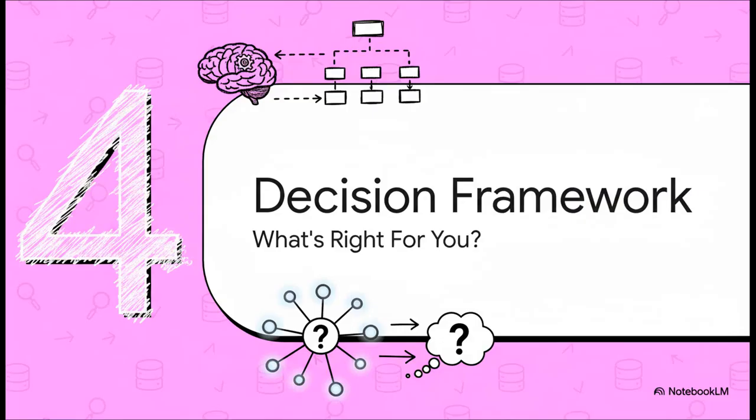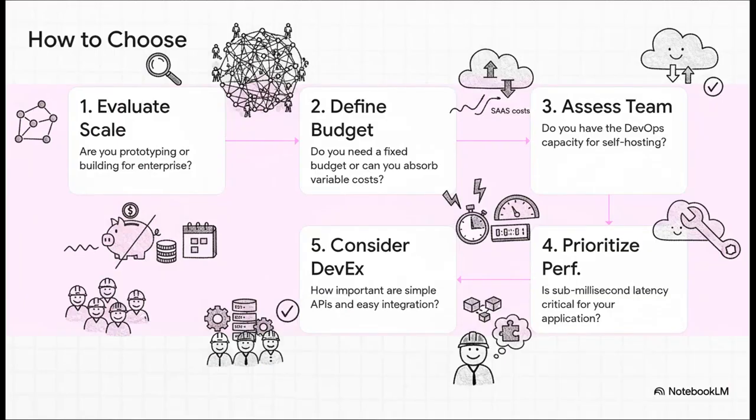Okay, so we've covered a lot of ground. We've talked about the tech, the players, the costs. So how do you actually pull the trigger and make a choice? Let's put it all together in a simple decision framework, something you can actually use. Okay, let's just go down the list. Number 1, scale. Ask yourself, are you just building a prototype? Then something simple like Chroma is probably perfect. Or are you building a massive enterprise application? Then you need to be looking at something like Milvus.